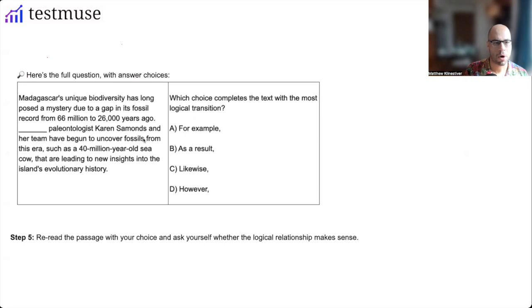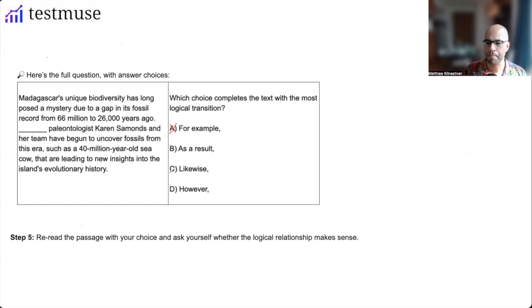So here are our answer choices brought in. I'm going to start eliminating some. I'm going to say that this is not an example of the gap in the fossil record. "Has posed a mystery. For example, we didn't know what happened 30 million years ago." No, this is not an example of that. "Likewise" is an addition, so this would just be something similar. This is not similar, right? "Likewise" would be setting up a similar situation.